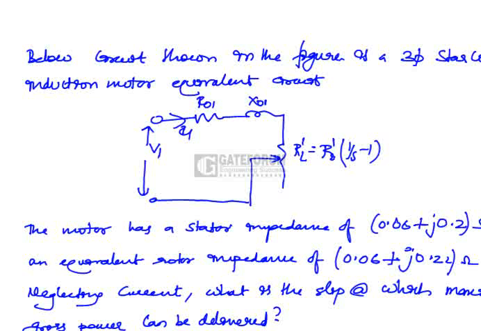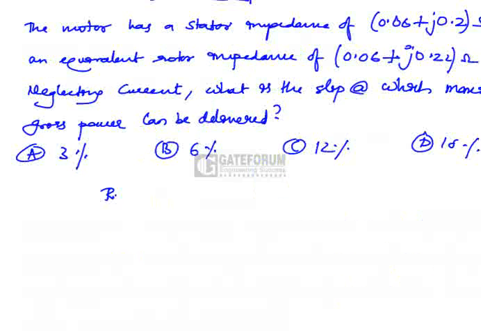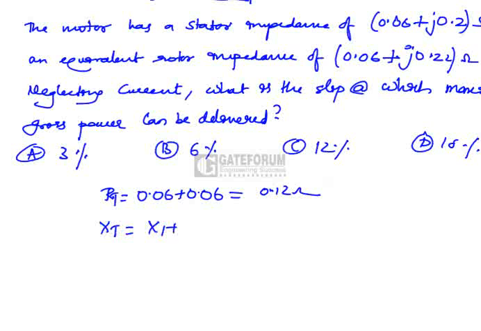He has given the stator impedance, which is 0.06 + j0.2. So what is the total resistance we have? Stator plus rotor is 0.06 plus 0.06 in stator and rotor winding, so this is 0.12 ohms. Similarly, what is the total reactance present in stator and rotor? Xt is equal to x1 plus x2', which is equal to 0.2 plus 0.22, 0.42 ohms.